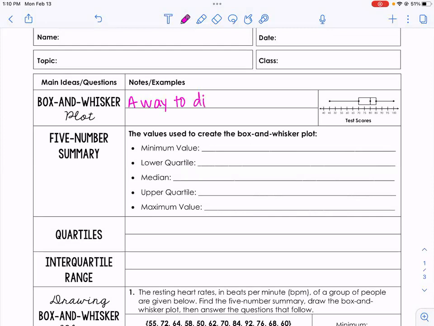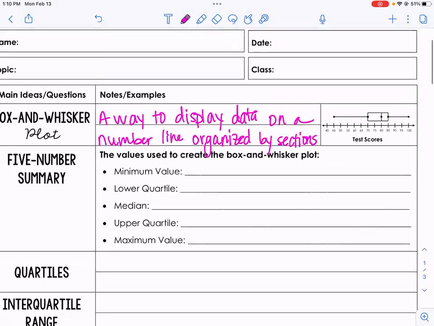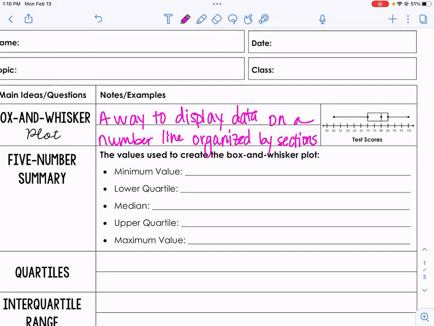Okay, so a box and whisker plot is a way to display data on a number line organized by sections. So it's a way for us to kind of chunk the data into parts. And we call it a box and whisker plot because we have a box with two whiskers.